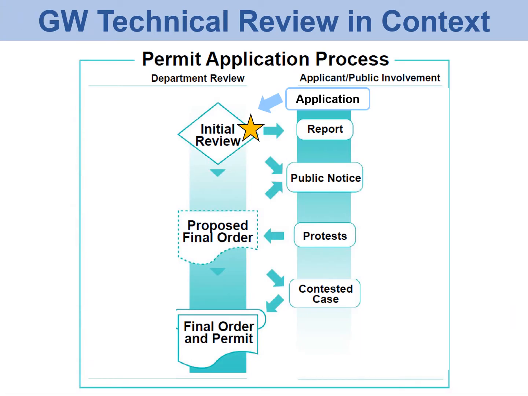So first of all, I want to put our technical review in context. This is a flowchart available from the department describing the full permit application process. The groundwater technical review is denoted here with this gold star. It is just one component of the initial review, which is itself just a component of the full application process. So I want to make sure to orient folks that our technical review is just one part of the process, and that there is a lot more input that goes into the full review of an application to get to a final order and a permit potentially.